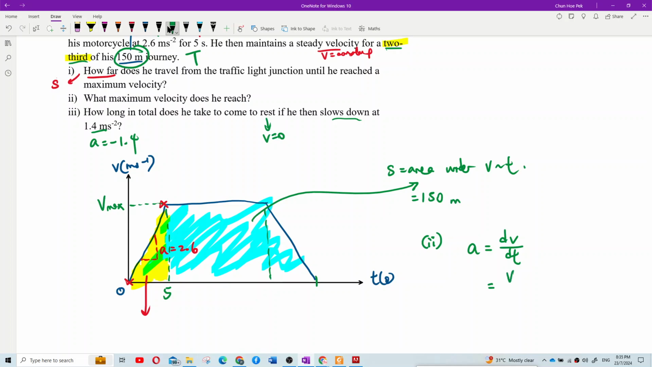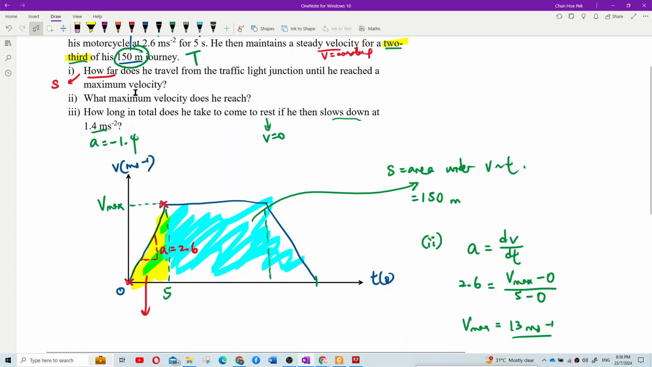So which is Vmax minus 0 over 5 minus 0. I want to find the gradient, which is 2.6, isn't it, class? So Vmax is equal to, let's calculate, 2.6 multiplied by 5. So we get 13 meters per second. Okay, so I got the Vmax already. After I got the Vmax, it is easier for me to find the area for question 1.